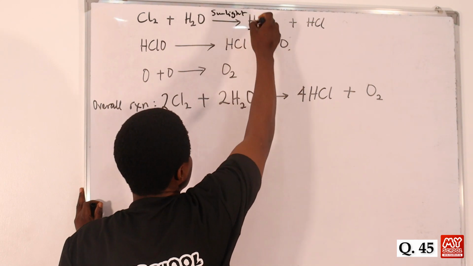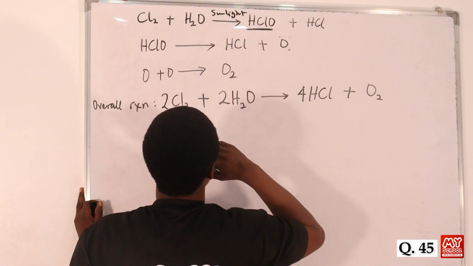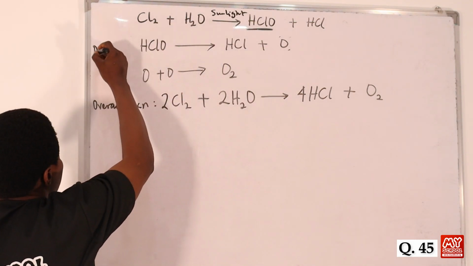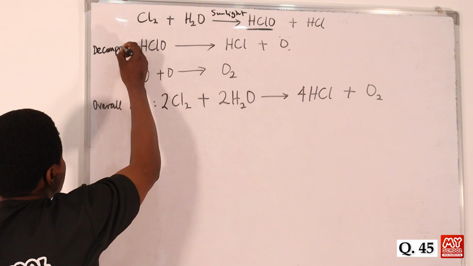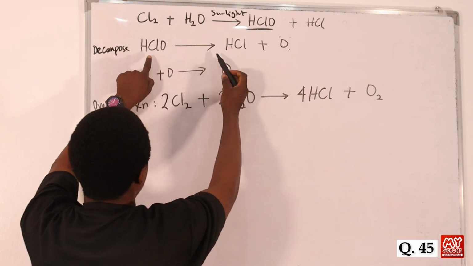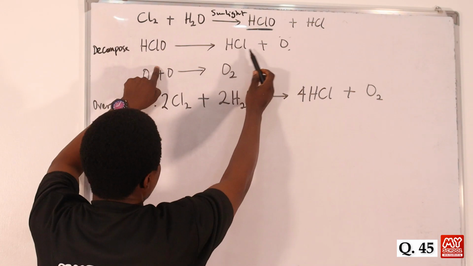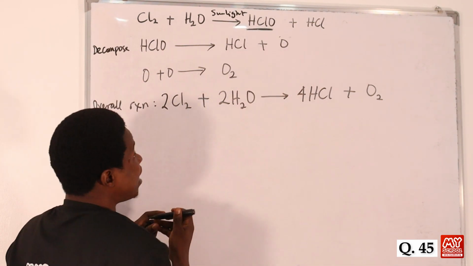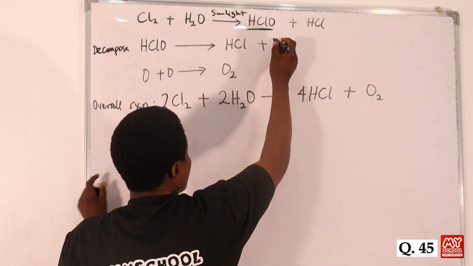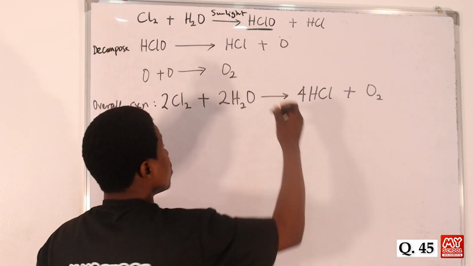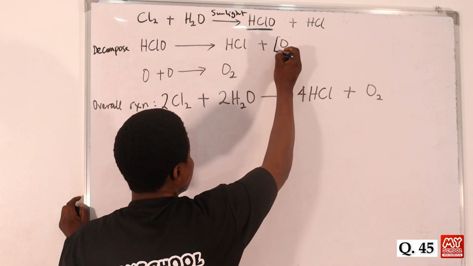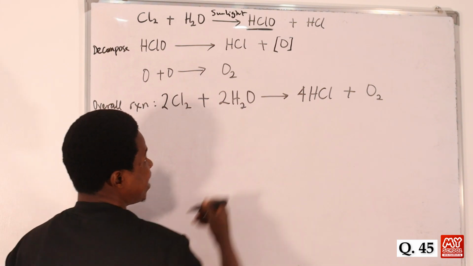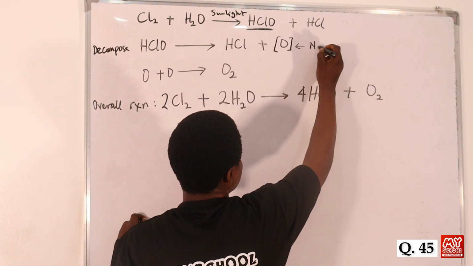Sunlight. Once this hypochlorous acid is formed, it will undergo a decomposition reaction, breaking down into HCl and what we call oxygen. This oxygen is the atomic form of oxygen. Usually oxygen is supposed to be O2, so that's why we put this in this kind of bracket. We call that nascent oxygen.